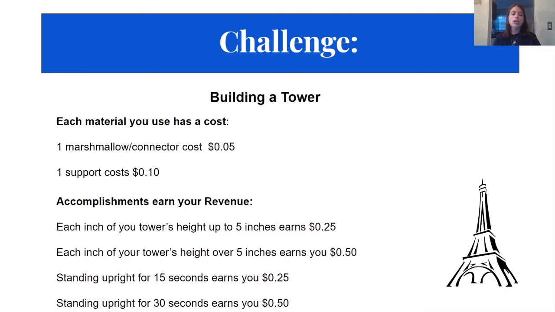So we've got to first figure out how tall my tower is. All right, because you earn money for how tall your tower is. Remember, if it's up to 5 inches, 25 cents. If it's above 5 inches, for every inch above 5 you get 50 cents. So I have a tape measure here, and I'm going to measure it down here, because if I try to measure it in the camera view, it's going to fall over.